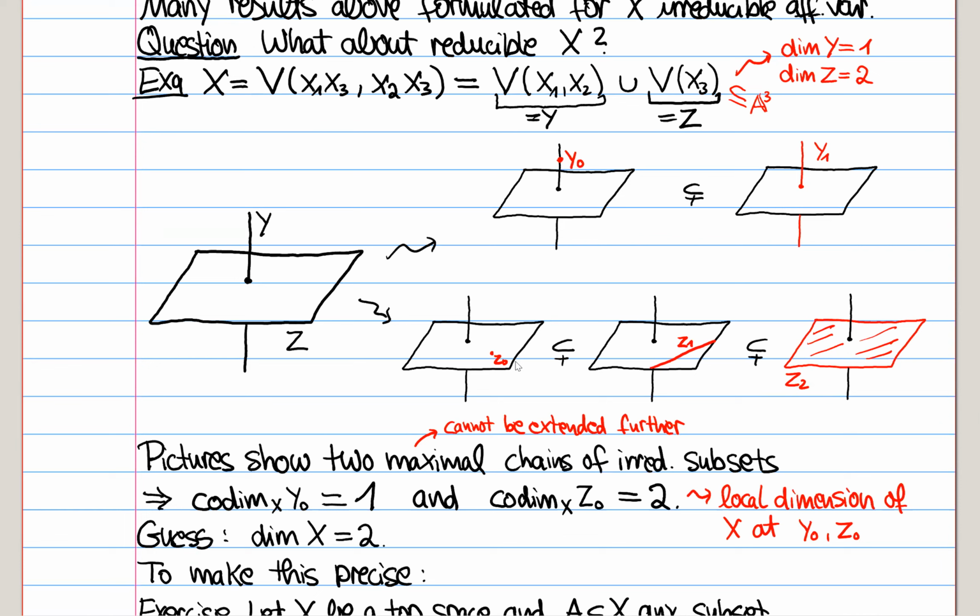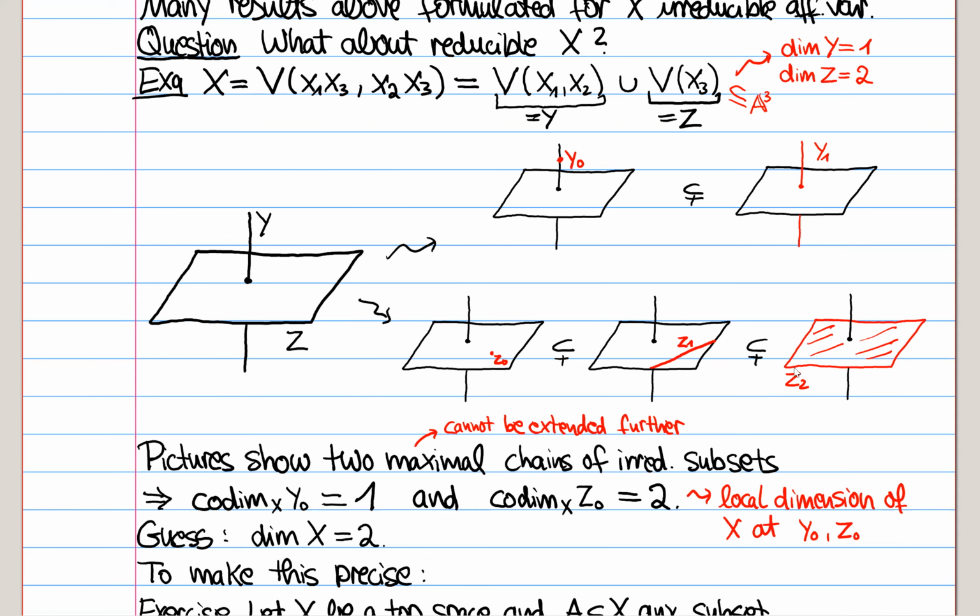And that codimension of a point can then be seen as a kind of local dimension of X at Y0 or Z0. And that also fits with our intuitions with degrees of freedom, like in a neighborhood of this point Y0, you basically have 1 degree of freedom, whereas here in the neighborhood, you should have 2 degrees of freedom. Okay, and so our guess now maybe, what is the dimension of this entire space? Well, it's the biggest length of chains of any irreducible subsets. So we certainly see from this chain that the dimension is at least 2.